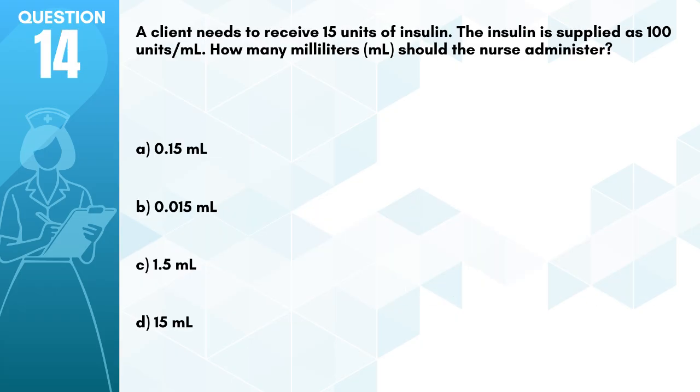Question 14. A client needs to receive 15 units of insulin. The insulin is supplied as 100 units/ml. How many milliliters, ml, should the nurse administer? A. 0.15 milliliters. B. 0.015 milliliters. C. 1.5 milliliters. D. 15 milliliters.